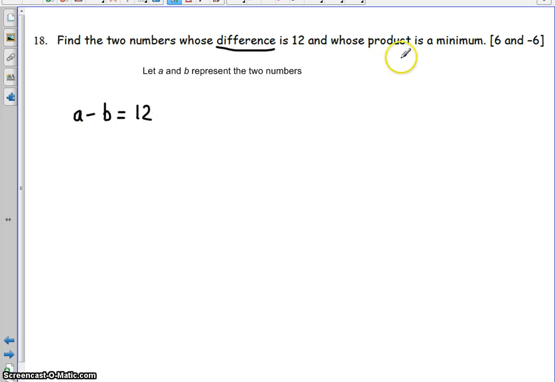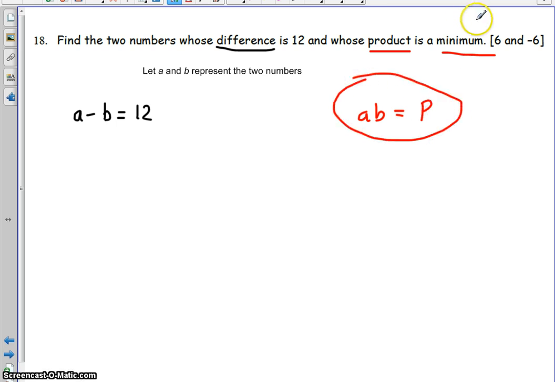But the big thing here is we're trying to make the product a minimum. Okay, let's create an equation for that. So in math, product means multiplication. So that means that A times B is going to be a minimum. And let's just call that something. Let's just call it P for product. So P needs to be a minimum.